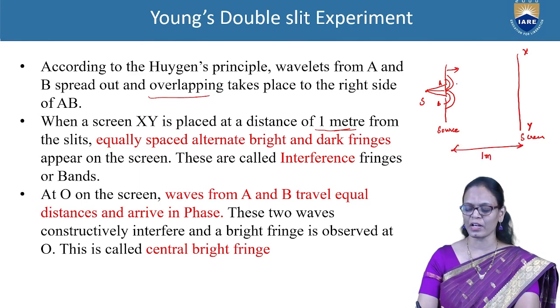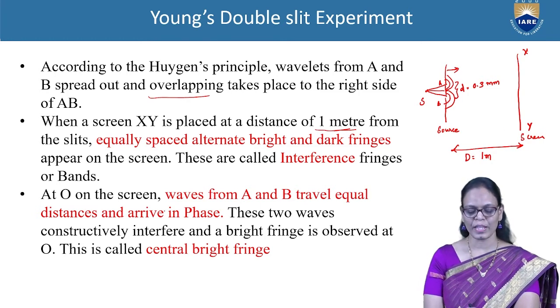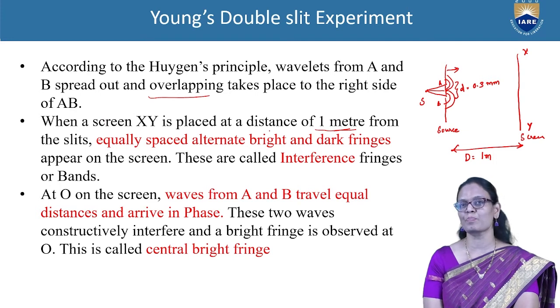Now this distance, small d, we have taken as 0.3 millimeter. This distance, capital D, is 1 meter. So the distance between the source and the screen should be very large compared to the width of the slit. Then what happens when a screen is placed at a distance of 1 meter from the slits? Equally spaced alternate bright and dark fringes appear on the screen and they are called interference fringes.